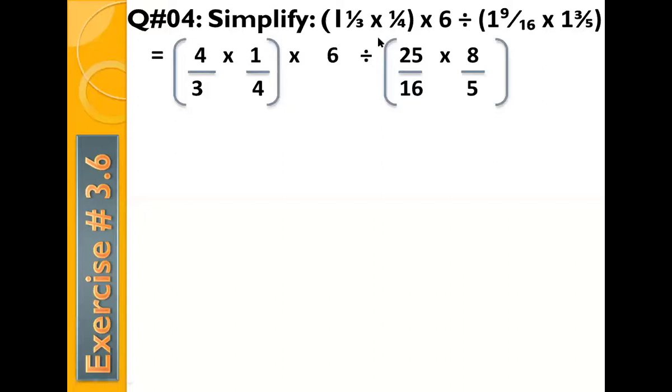Then multiplied by 6 and divide will remain the same. Please do not touch these things, because you have to solve the brackets first. Now here 16 multiplied by 1 is 16. 16 plus 9 will become 25 upon 16, and 5 ones are 5 plus 3, it will become 8 upon 5.